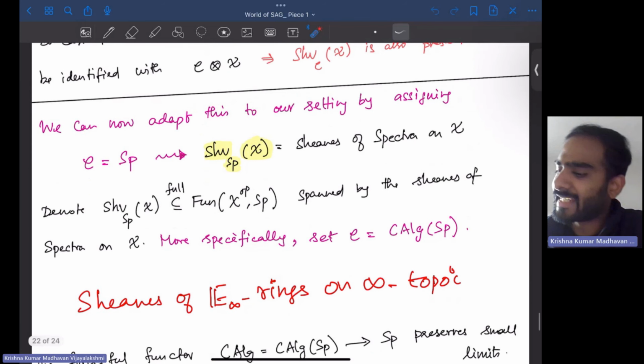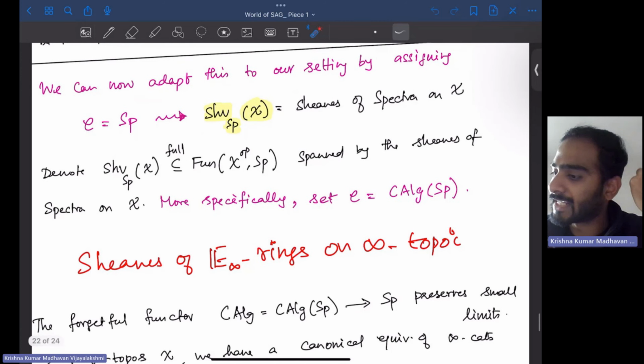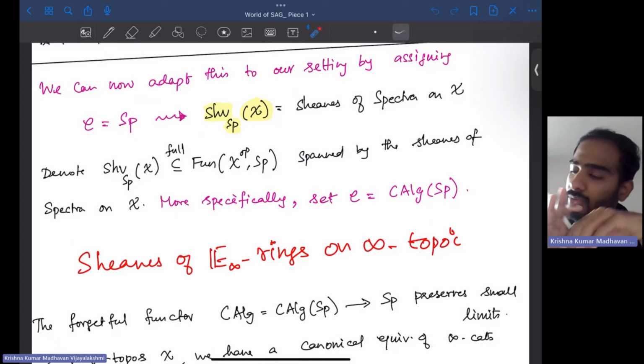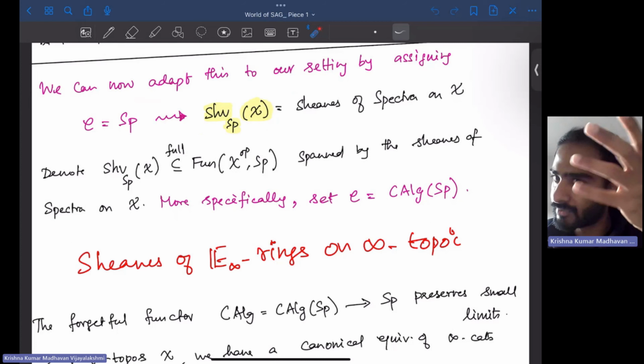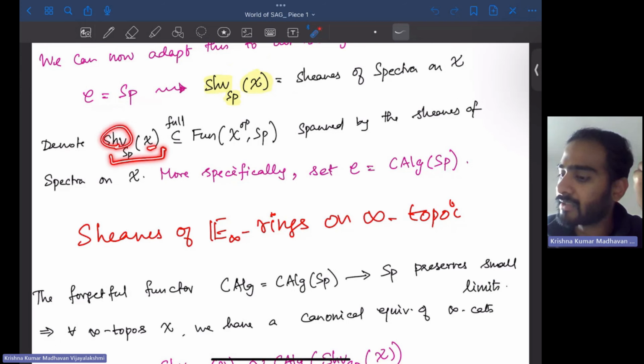So instead of taking any random category, we can just take C to be the category of spectra. We know what a category of spectra is, and the natural way of talking about E infinity objects is to talk about the category of spectra and restrict that to the commutative objects, which are exactly E infinity rings. So having C to be spectra, we just define the category of sheaves on an infinity topos, taking values in spectra.